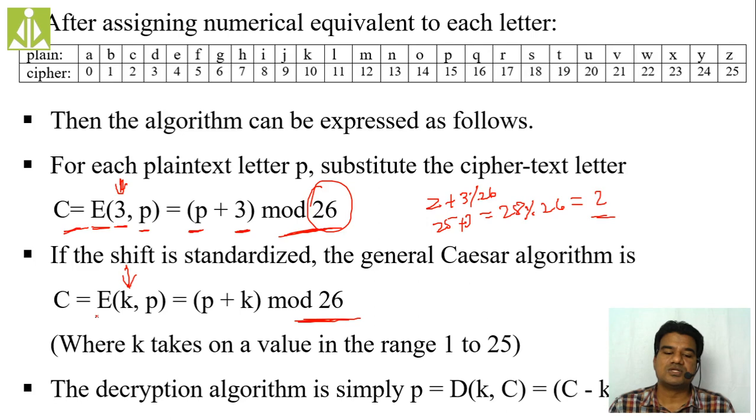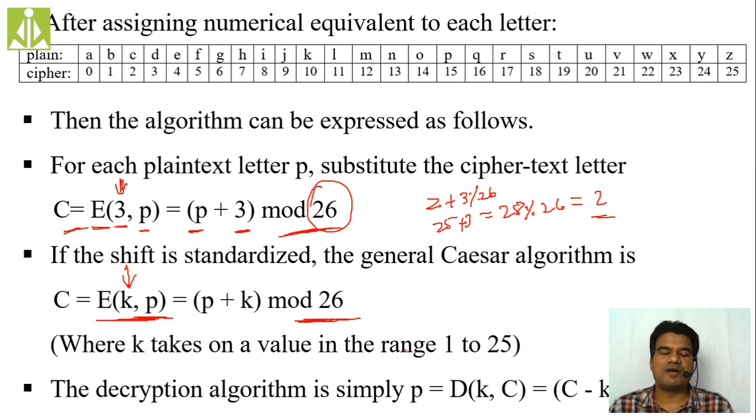That is C equals encryption on key comma P, and the elaboration for that is P plus key mod 26. The elaboration of encryption on key comma plain text, according to Caesar cipher, is equal to P plus K mod 26. Here K is the number of positions, basically from 1 to 25. Don't put up to 26, so 1 to 25.